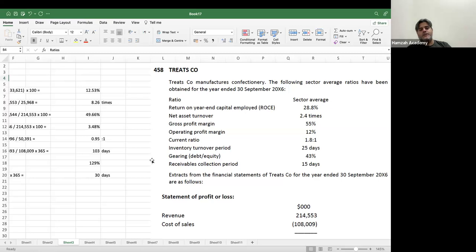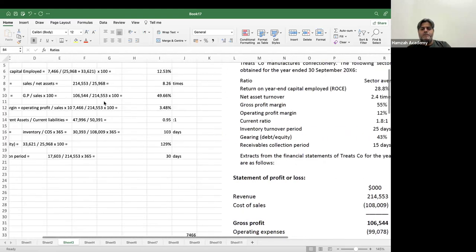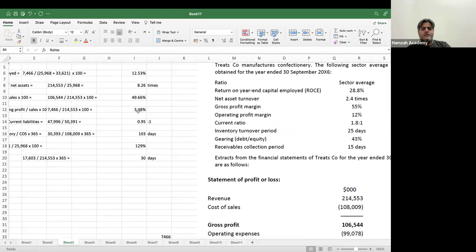Okay. Now, we have just talked about the lower margins, because the treats company is selling to the supermarkets. So that is why the margins are on the lower side. Then if we talk about the operating profit margin, ours is just 3.48%, whereas the industry average is 12%, right? So this again shows the operating profit is significantly below the industry average.